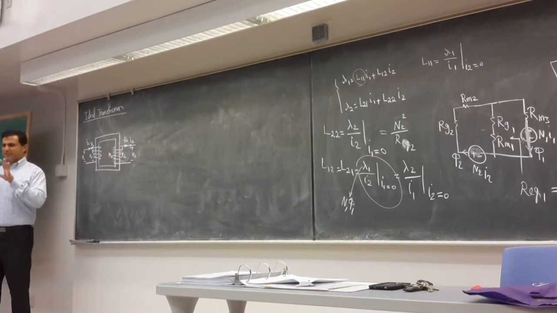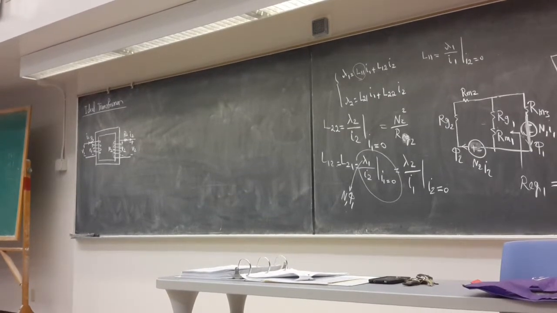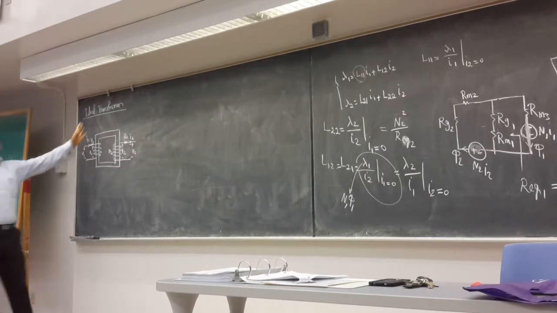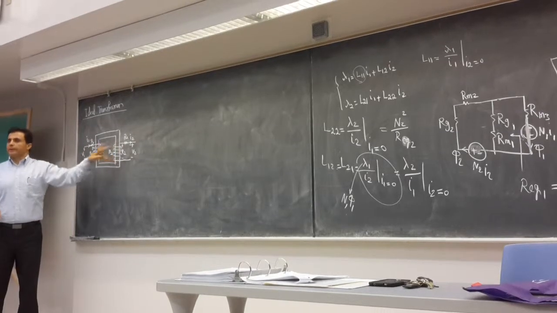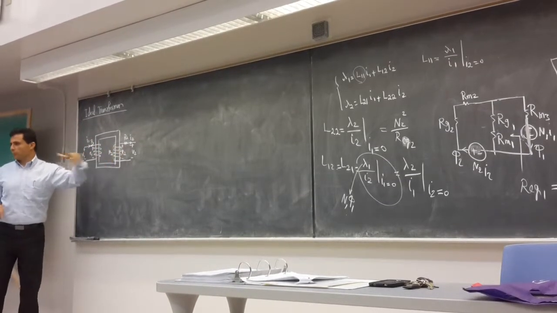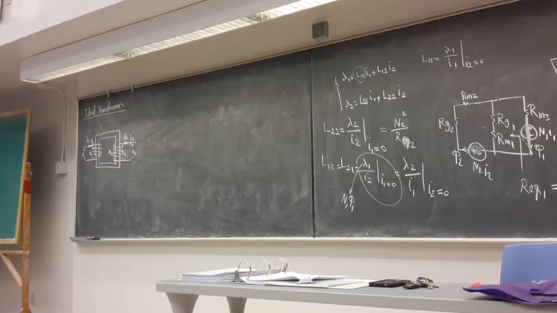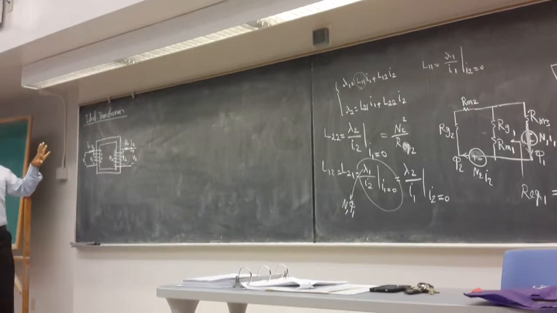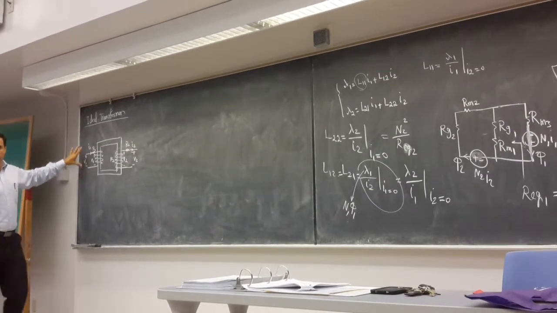A simple transformer. There is a magnetic core here, and 2 windings. At least 2 windings. There could be 3 windings, 4 windings, whatever. Well, at least there are 2 windings. Very simple. What transformers do is change the level of voltage from one side to the other side.